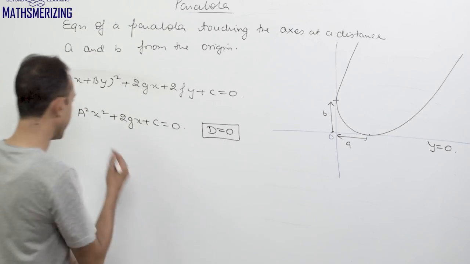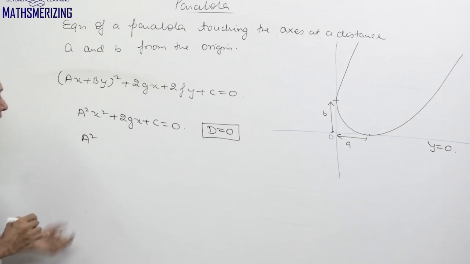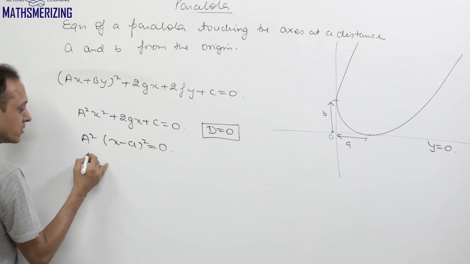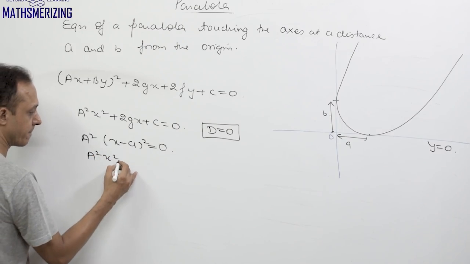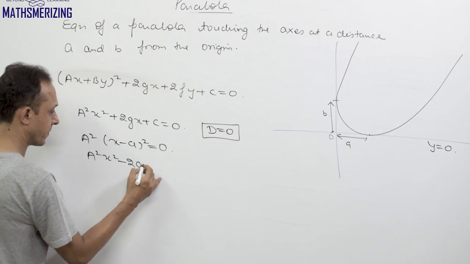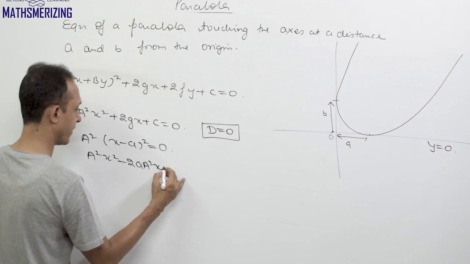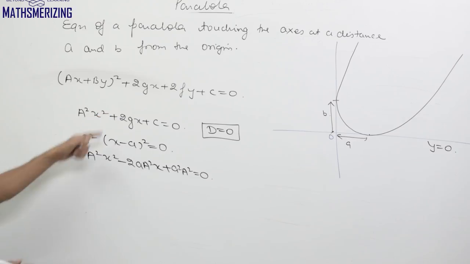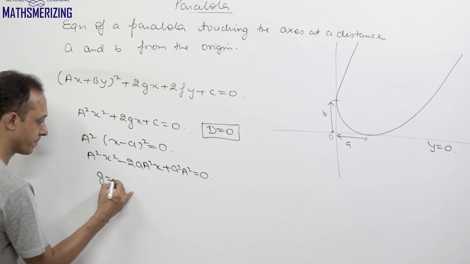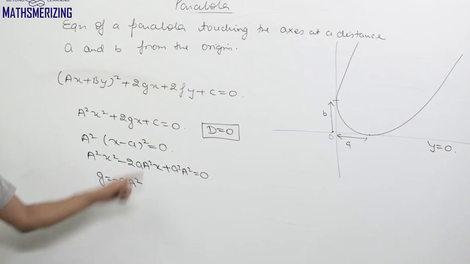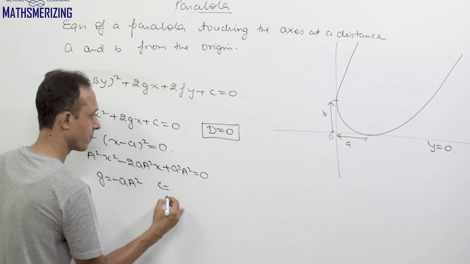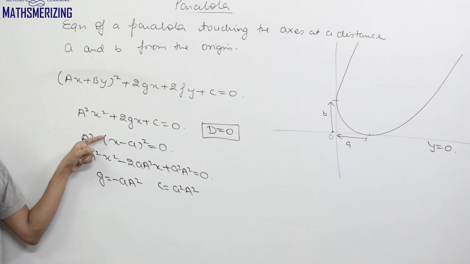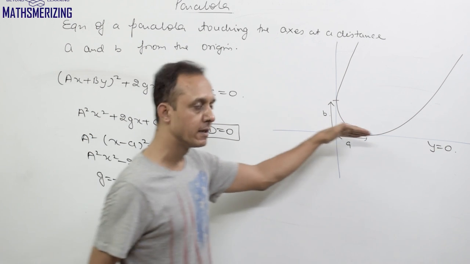Now we also know that it's a quadratic equation with a double root at (a, 0). So that means this quadratic equation should be in this form: a square into (x minus a) whole square, and it should be 0. So if I square it, I'll get a square x square minus twice a into a square x and then plus a square into a square, it should be 0. So if I compare, then I can write g as minus a into a square and c as a square into a square. So that is the condition we'll get from the condition of tangency with the x-axis.